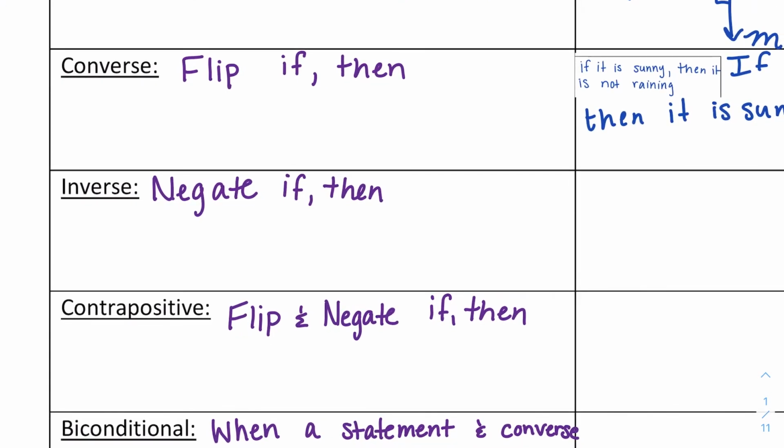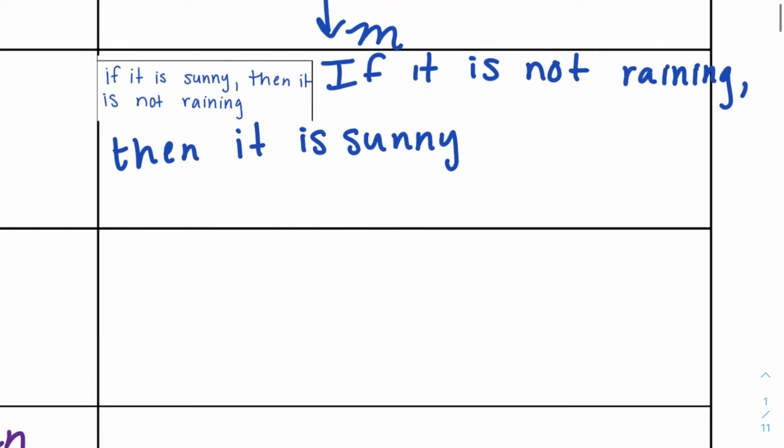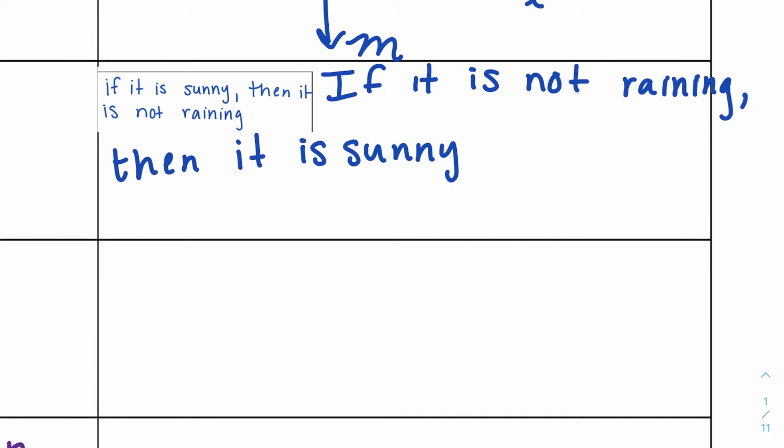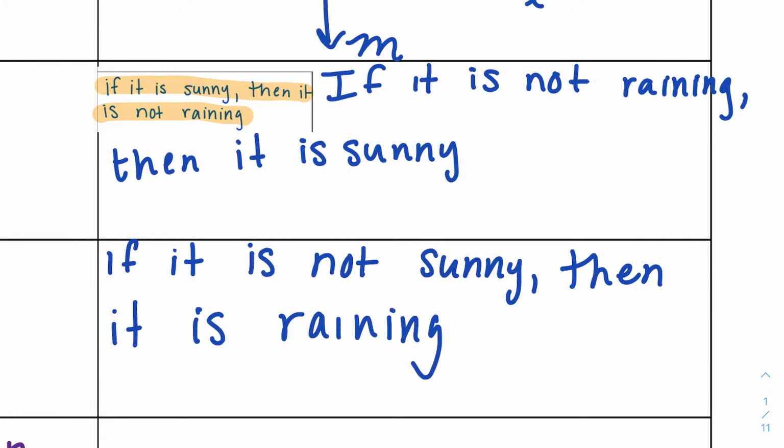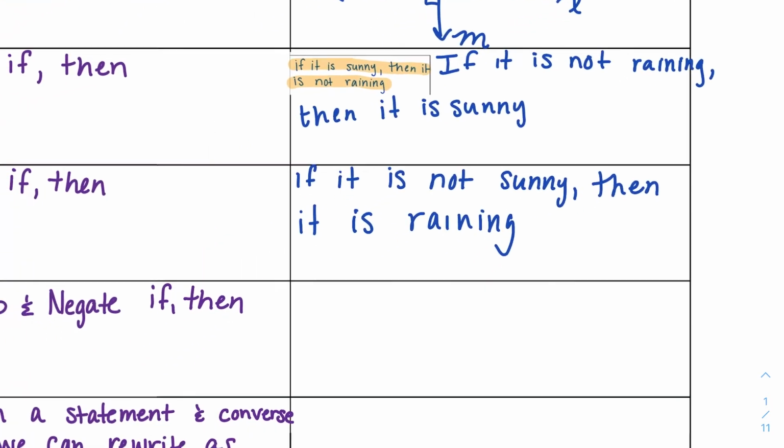My next one is the inverse. For the inverse, all we're doing is negating both my hypothesis and my conclusion from that original conditional statement. So again, we have my original conditional statement up there: if it is sunny, then it is not raining. I'm going to highlight that just so we remember that that is our original statement. All I'm going to do is add or take away that not. So if it is not sunny, then it is raining. For my hypothesis, I added in the not, and for my conclusion, I took away that not.